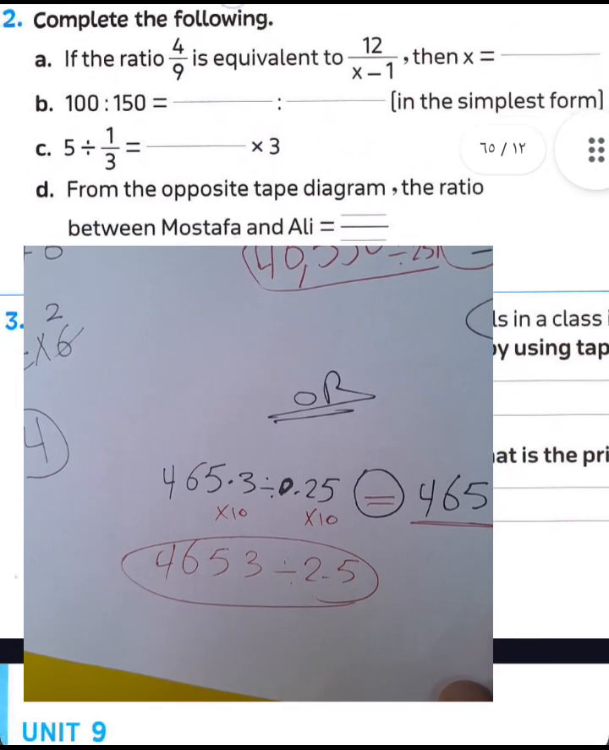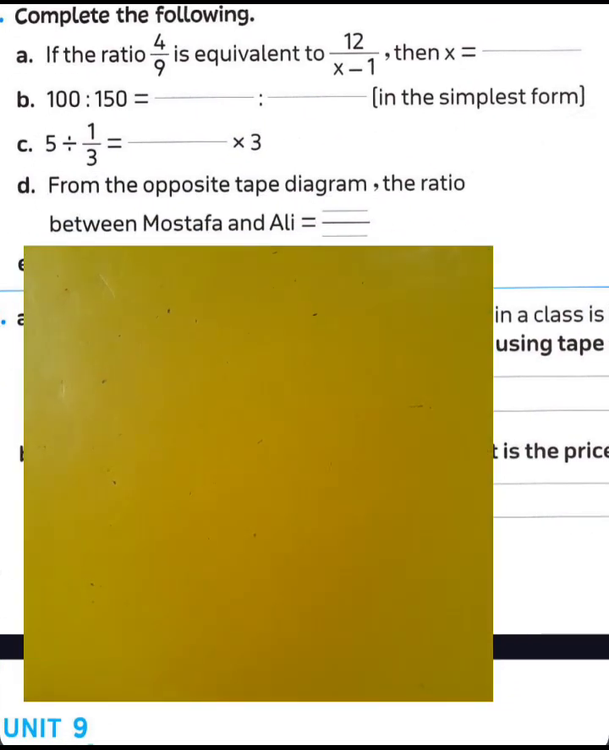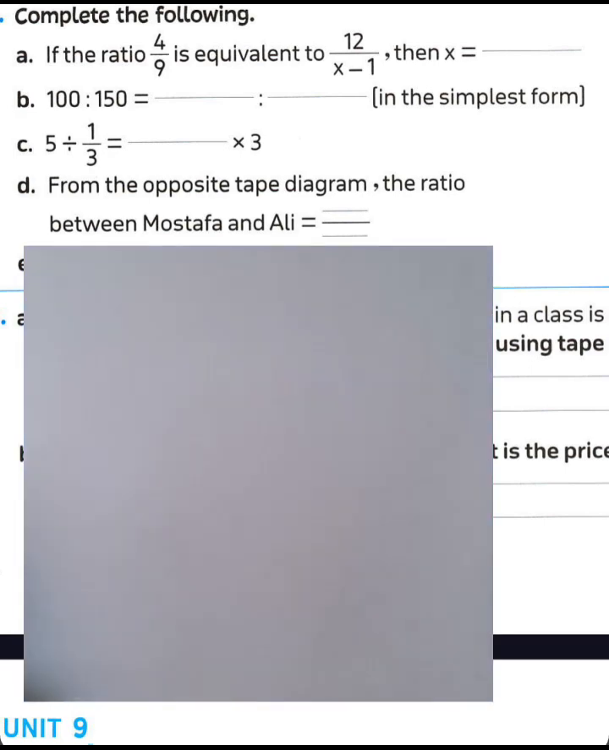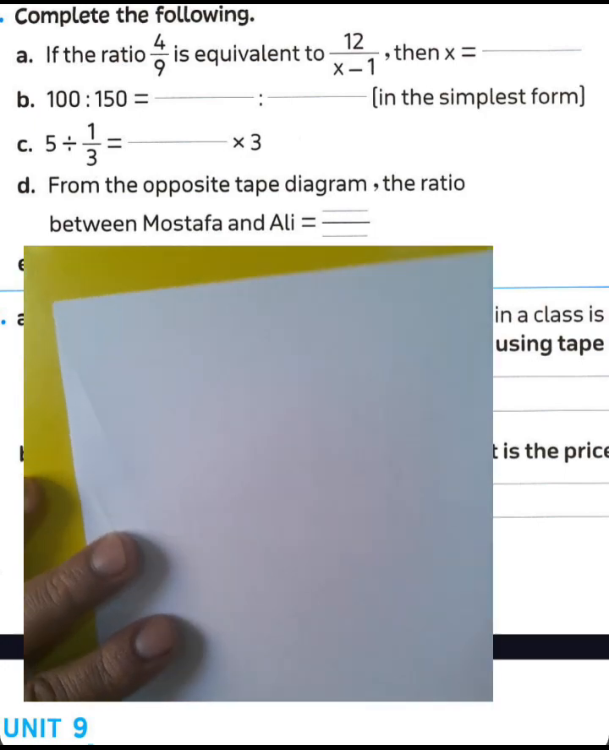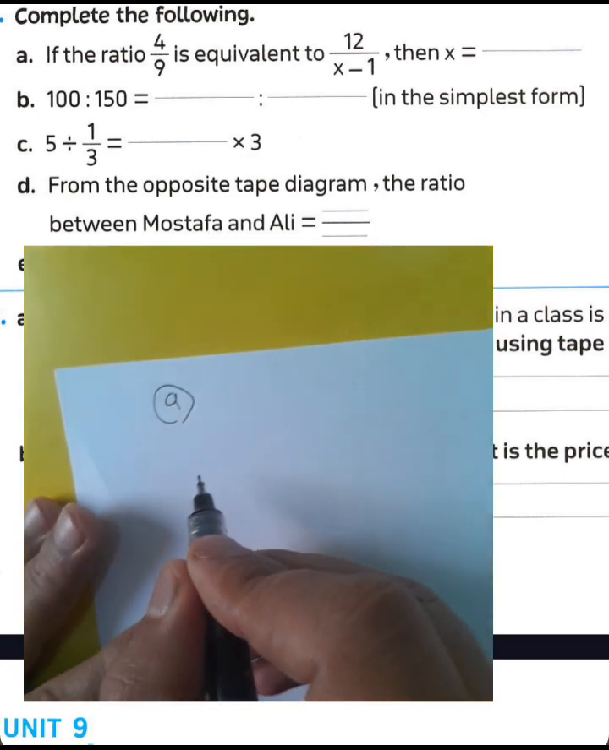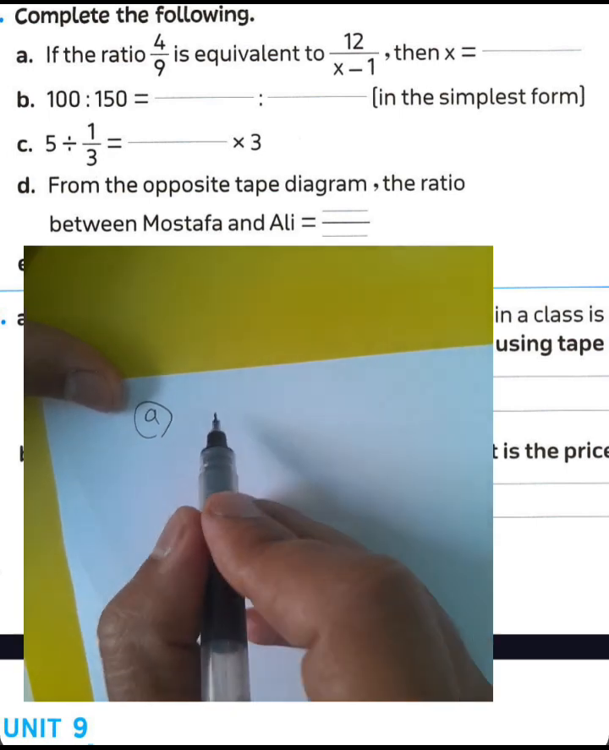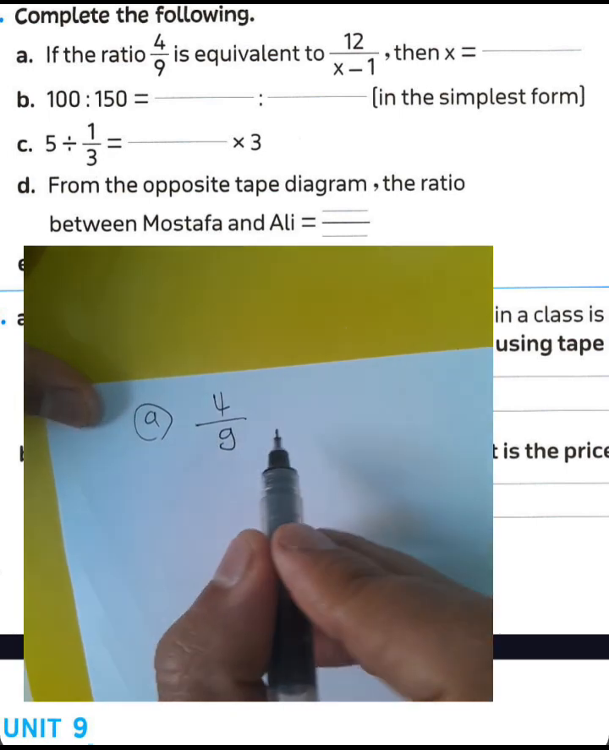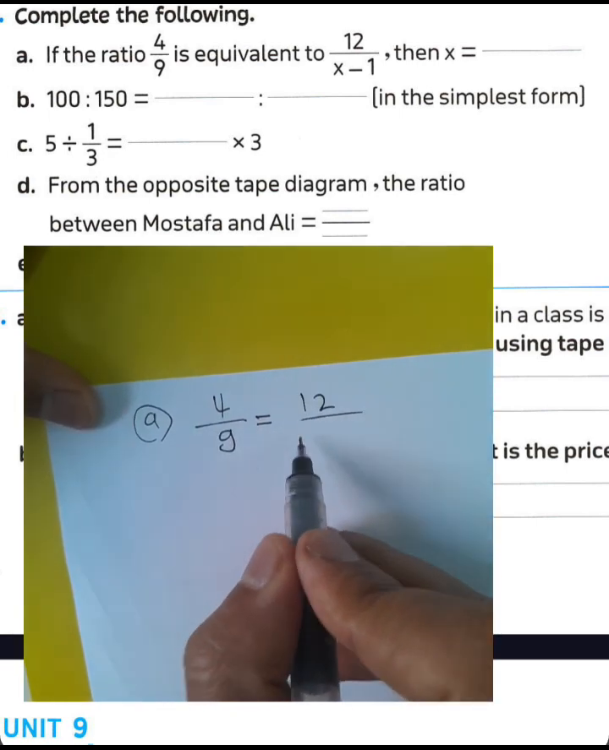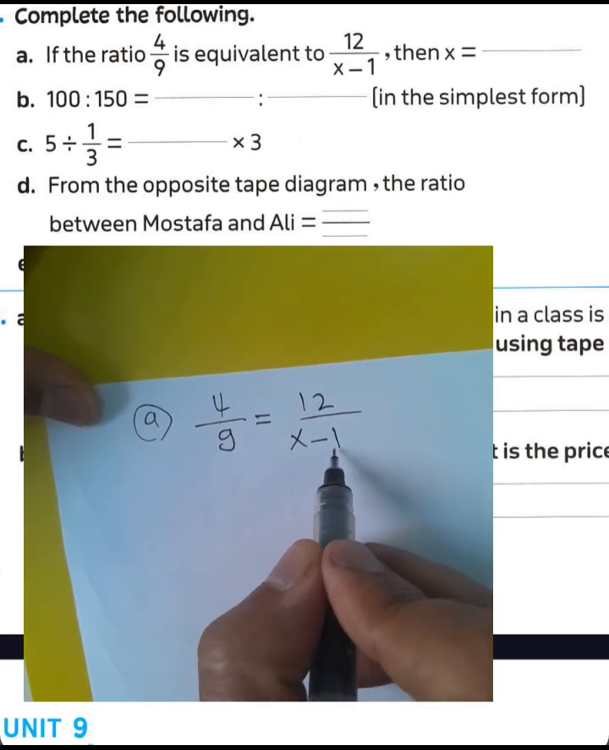Complete here question number 2, letter A. The ratio 4 over 9 is equivalent to 12 over x minus 1, then x equals what? Which letter A, we have the ratio 4 over 9. It's equivalent to 12 over x minus 1. We want to find the value of x minus 1.